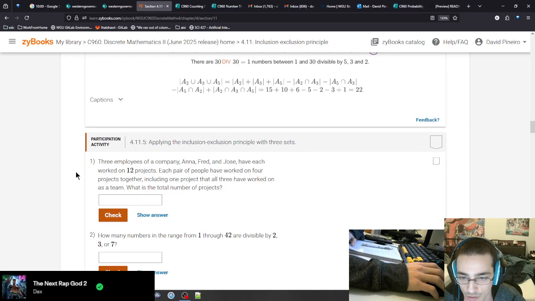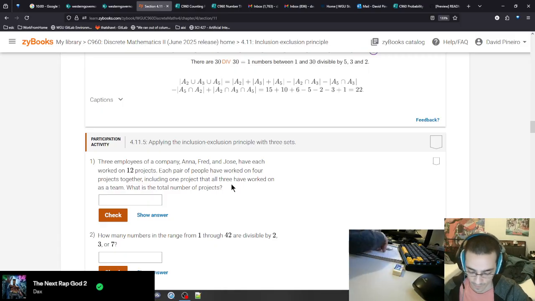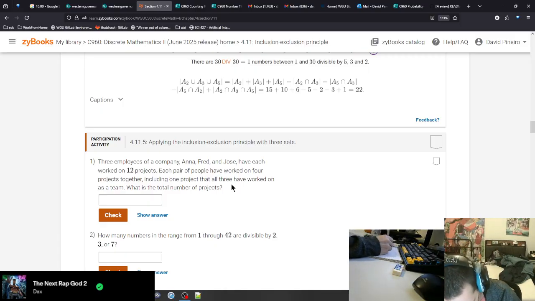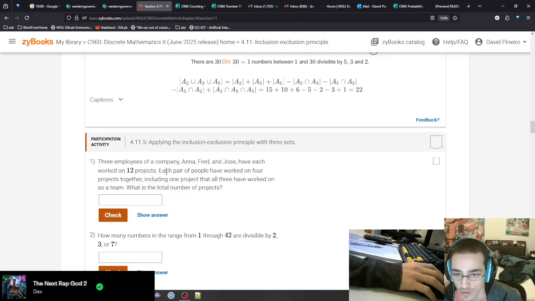So, what is the total number of projects? Employees of a company have each worked on 12 projects. Okay, whatever, I'm just gonna plug in the numbers. So we got A equals 12, F equals 12, J equals 12. Right? They've each individually worked on 12 projects in total.